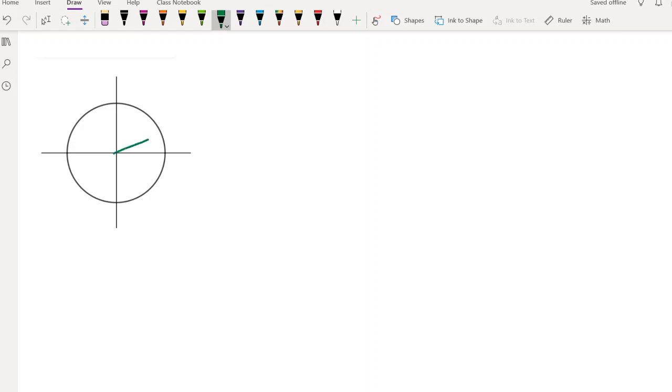So 30 degrees, that one's not too hard to know. So this is 30 degrees. I'm not going to put the terminal point. I'm just going to put the angle. So that's 30 degrees. Here we have 45 degrees. Here we have, I'm not drawing this super well, but that's okay, 60 degrees. Here we have 90 degrees. So the next angle is going to be 90 plus 30. So that's 120.